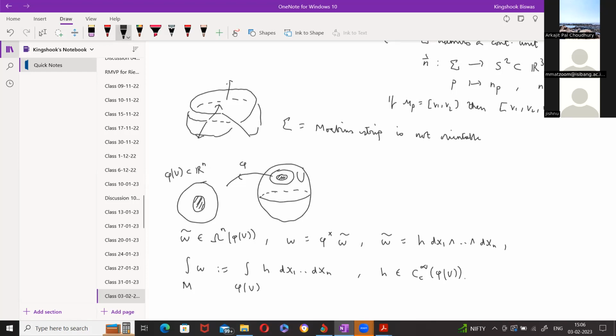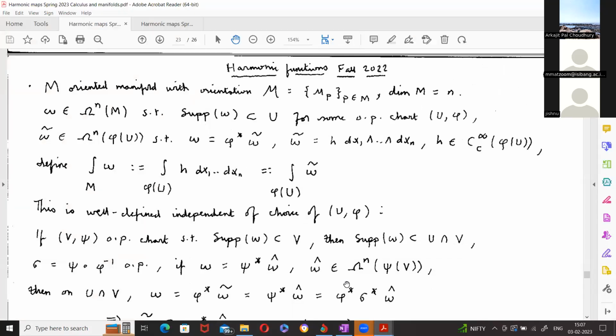All right. So what one has to check is that this is independent of the choice of orientation preserving chart phi. This is where our orientation comes in. If we have another orientation preserving chart, say (V, psi), such that the support of omega is contained inside V, then the support of omega is contained inside U intersect V.